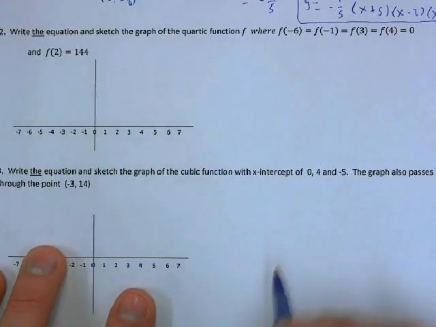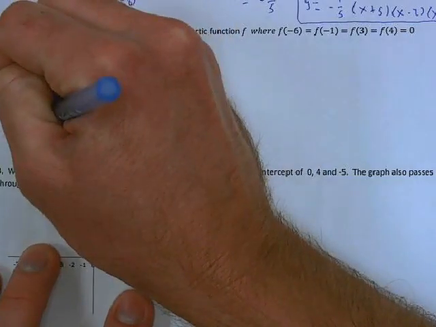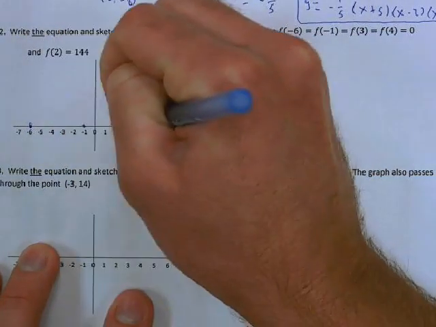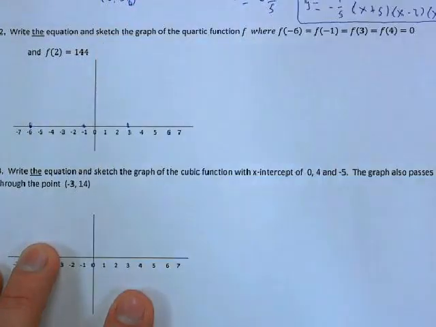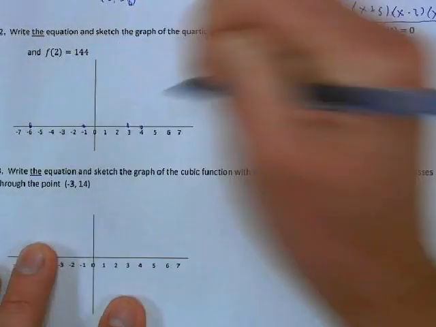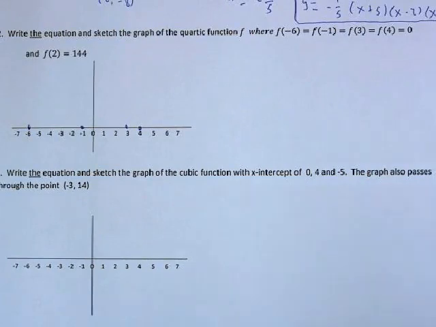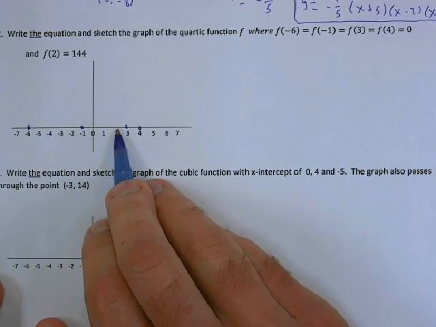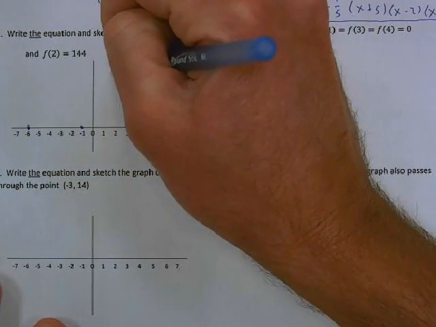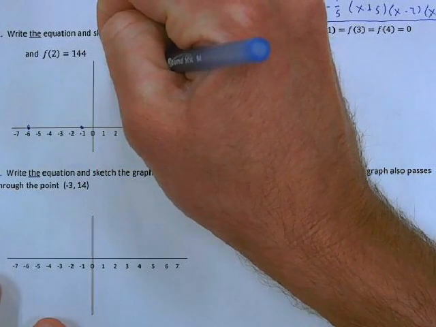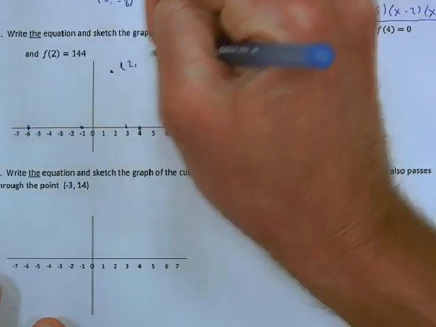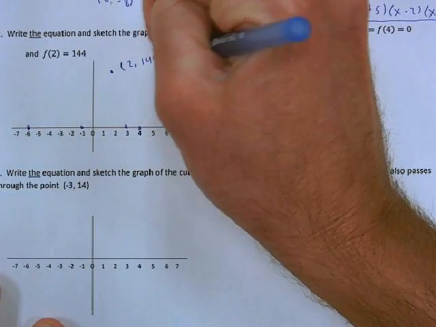All right, so let's plot those. -6 comma 0, -1 comma 0, 3 comma 0, and 4 comma 0. All right, so then they give us those x-intercepts, and they also said that f of 2 equals 144. So when x is 2, y is 144, so it's going to be some positive number up here. Okay, and again, is that actually 144? Well, sure, if I label it, it sure is. 2 comma 144. That looks good.